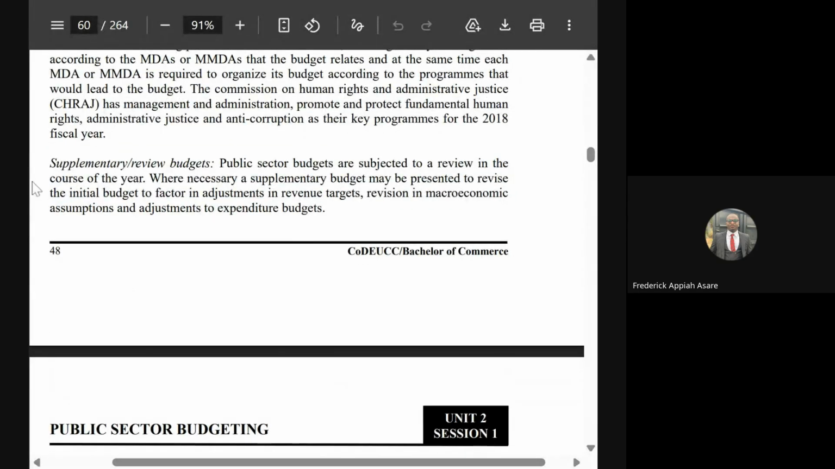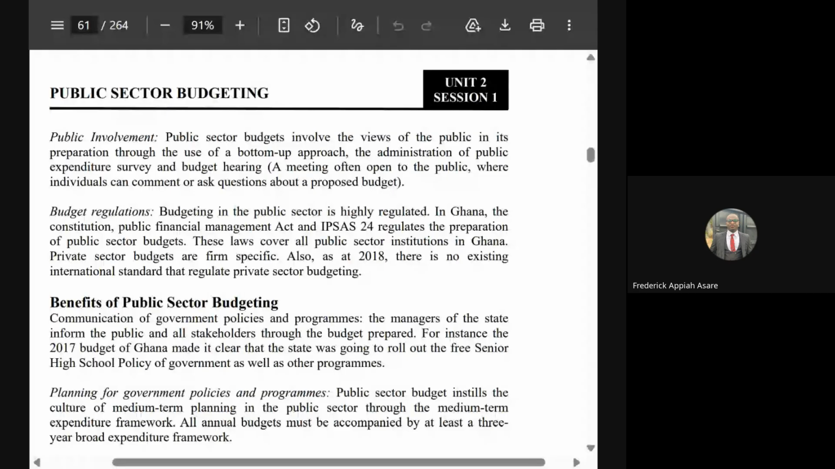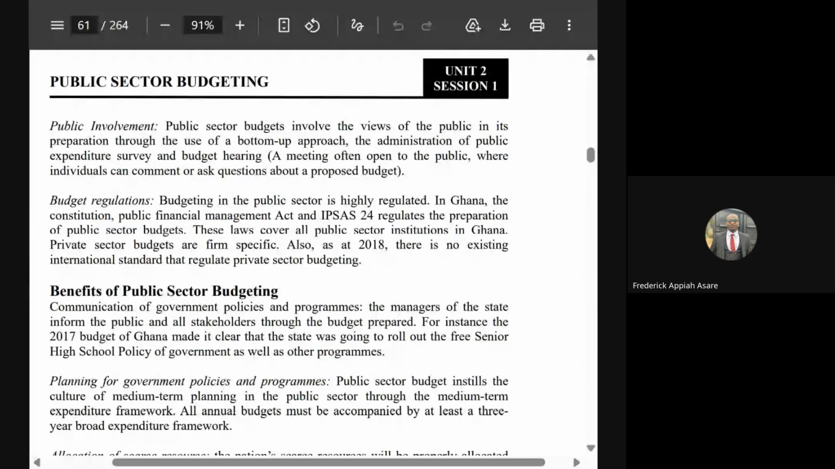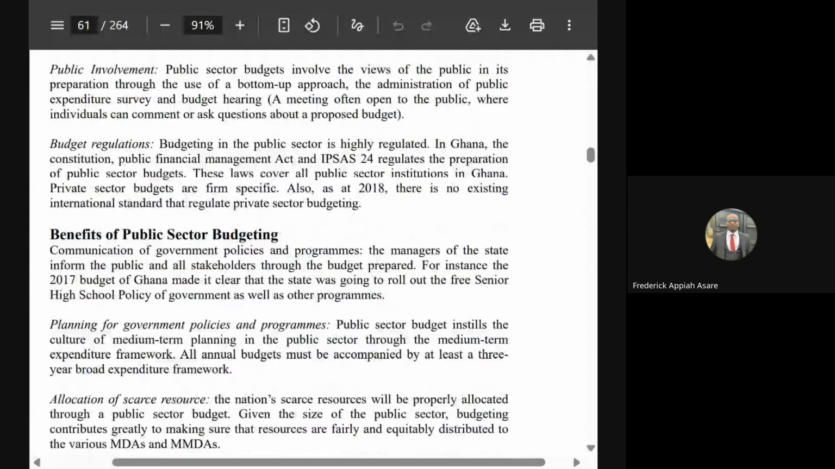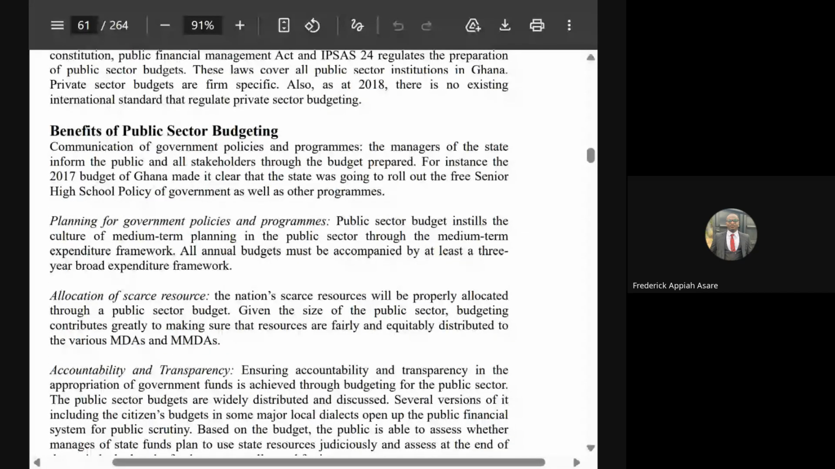Then it must have a supplementary or review budget. So you can't draw a budget and make it fixed. It must also come with some supplementary budget, that is when you realize that what you estimated is way lower than what is actually happening in the market. Then public involvement: when they are preparing budgets, you must involve the public because you are using their funds in spending. You ask them what they want to be added to the budget and other stuff. Then we have budget regulations. Budget must also be regulated. These are the main features of budgets.